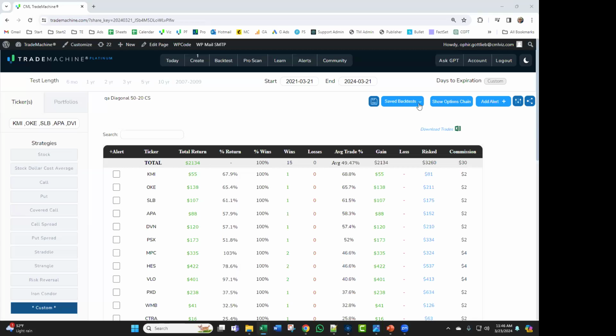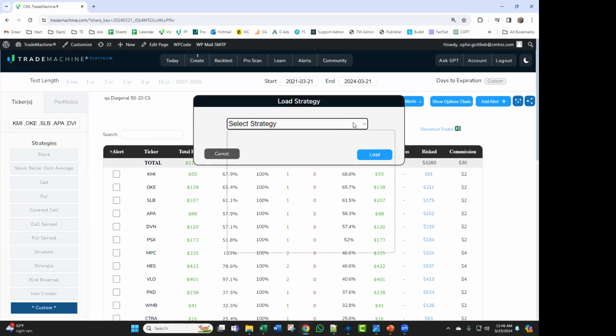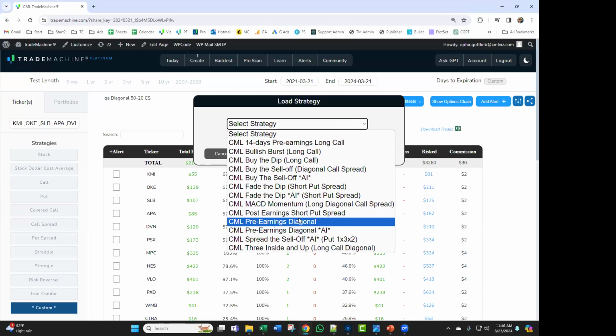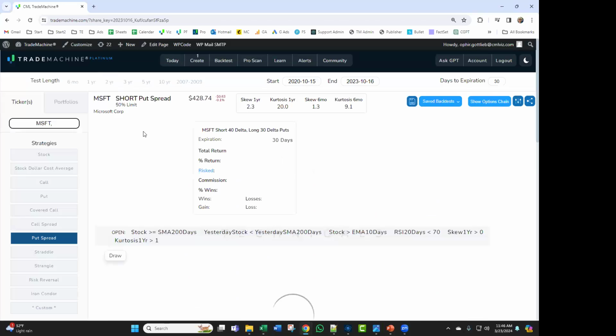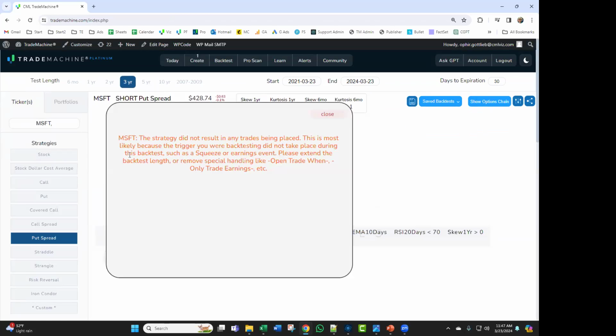Okay. So here I want to show one where fade the dip works, because so far fade the dip has not made the cut. It does make the cut in healthcare. Fade the dip plus AI. I'm going to load it, let it load. Legit. Go to 3 years.